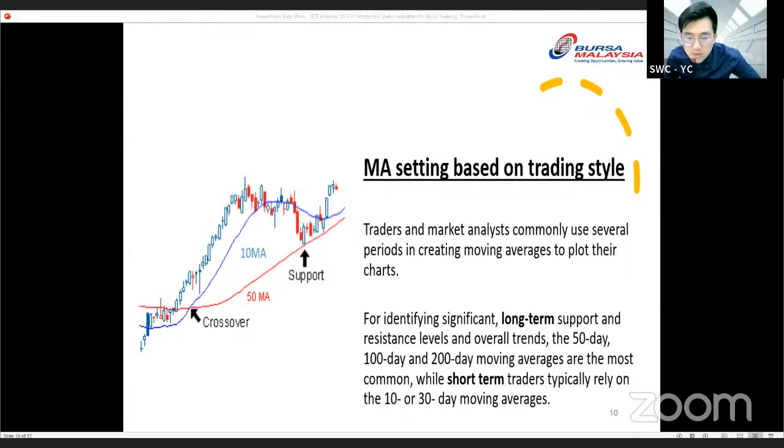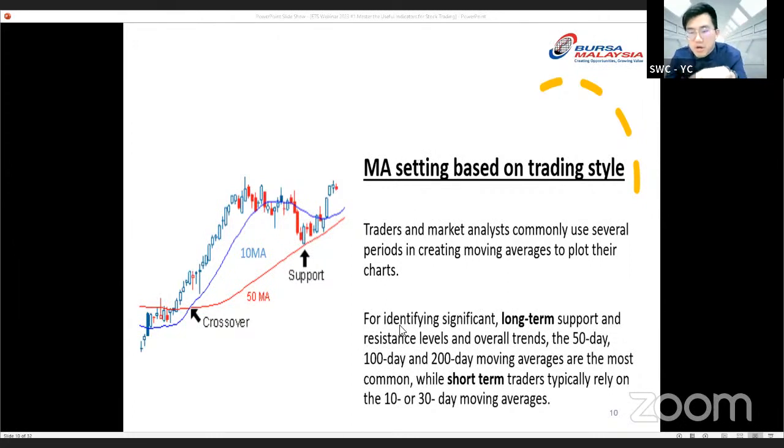Generally speaking, some of them use the MA 20 days as a short-term moving average setup. But for me, MA 20 is basically a monthly moving average, because within a month there are usually 20 trading days. So MA 20 for me is a monthly MA. So I will add MA 10 and MA 5. My students all know this.